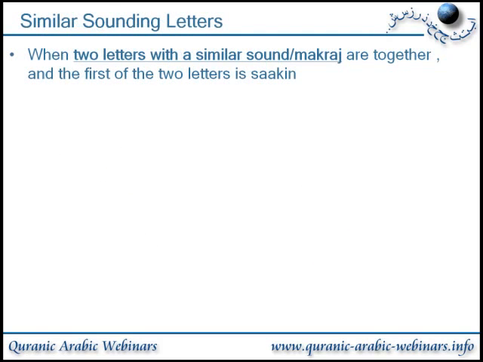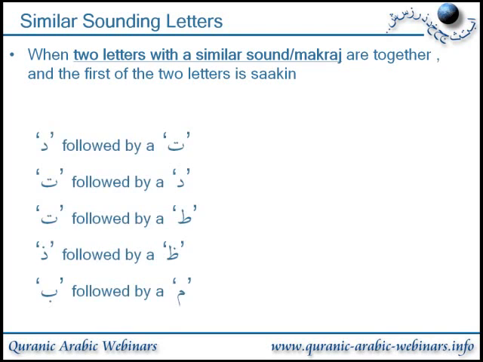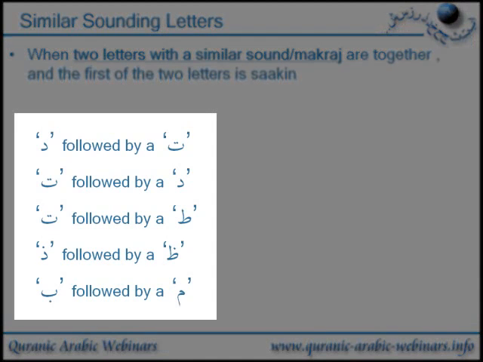Now we'll move on to the second group. When two letters with a similar sound or similar makhraj, i.e. point of articulation, are together, and the first of the two letters is sakin. Now there's a whole set of letters that follow this rule, so we're going to list them. There's quite a few. So this is the first set, so I'm just going to read through these.